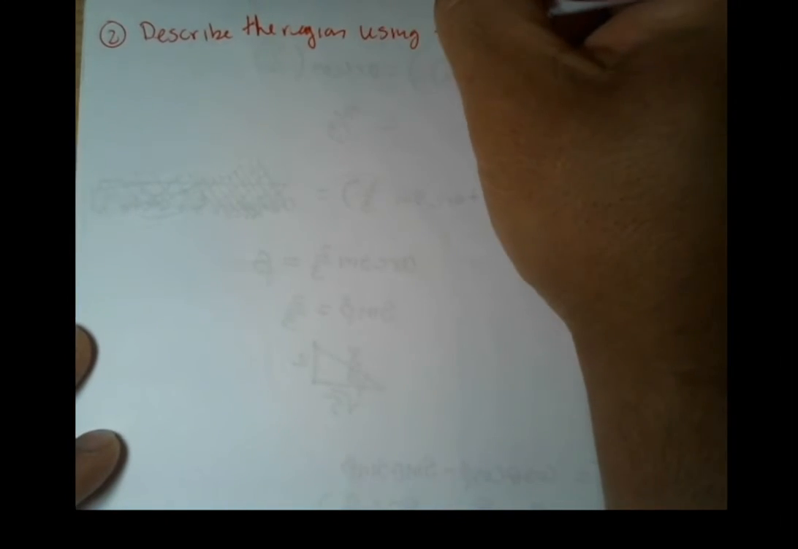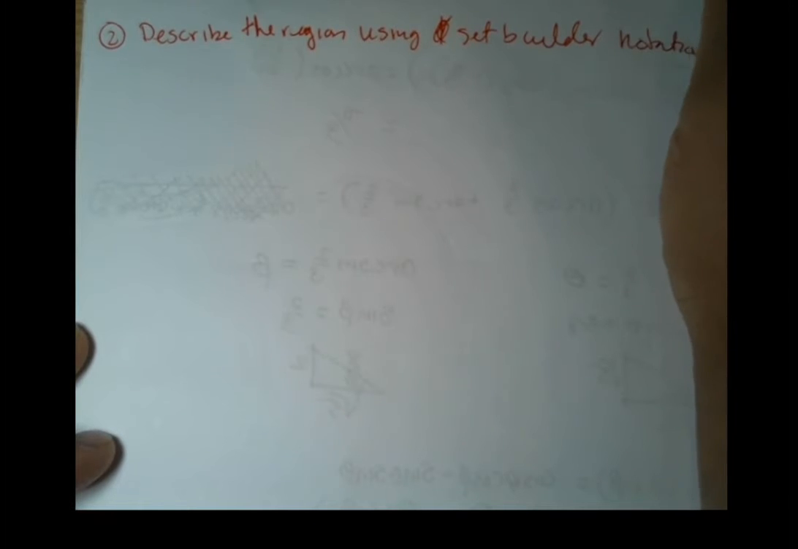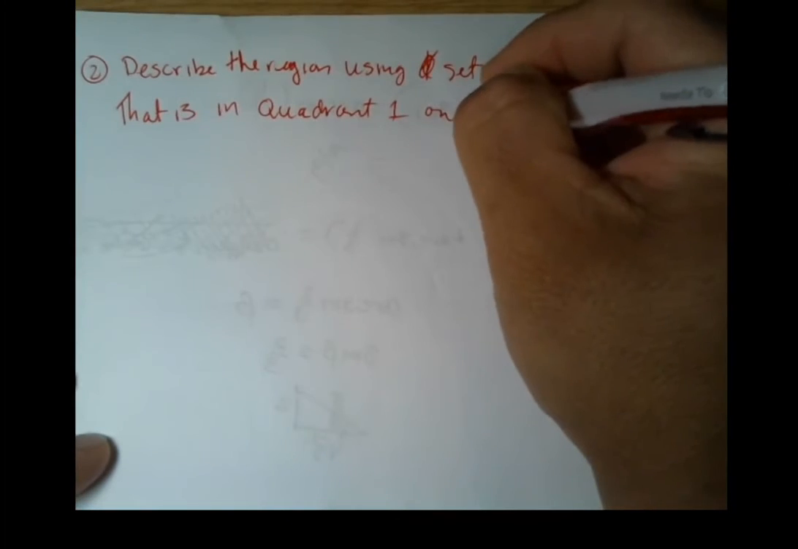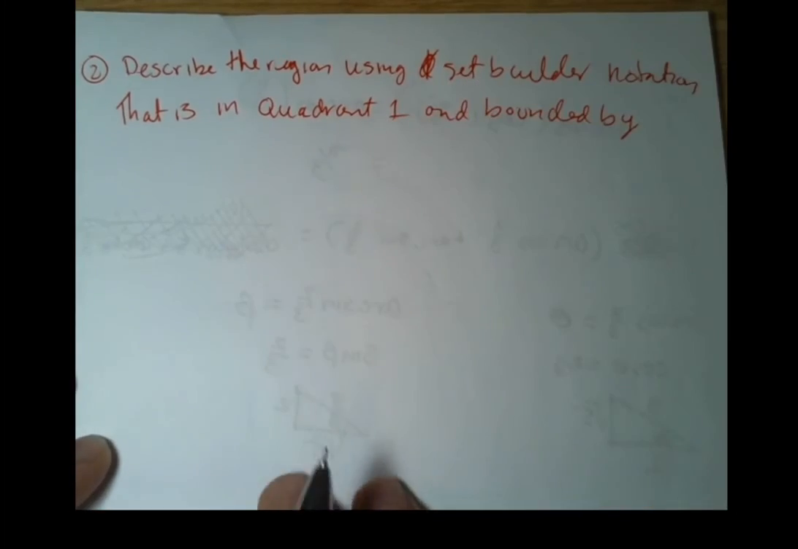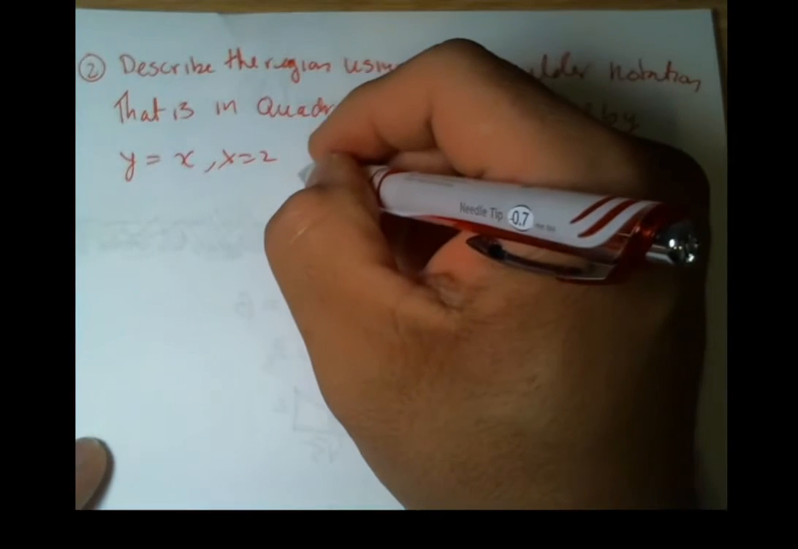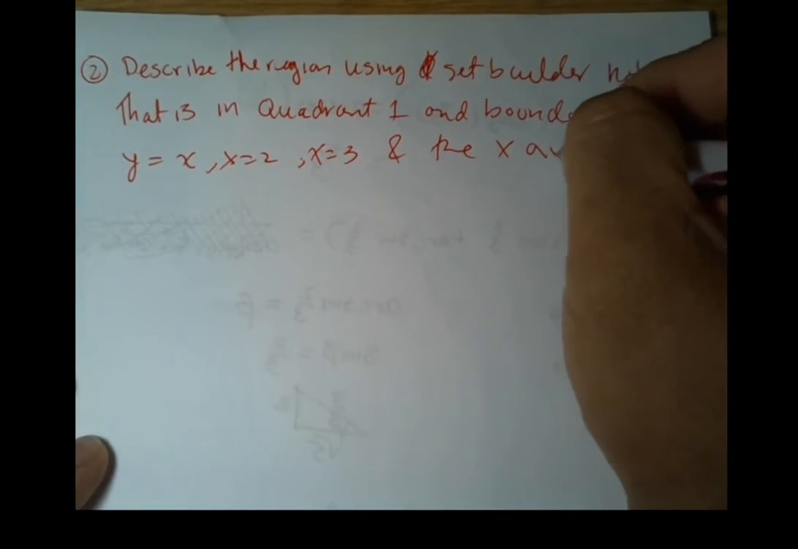So for this one, for number 2, describe the region using set builder notation that is in the first quadrant and bounded by y equals x, x equals 2, and x equals 3, and the x-axis. Okay.